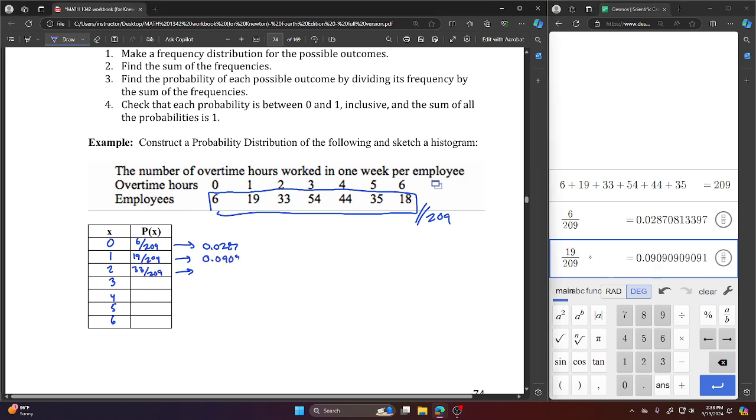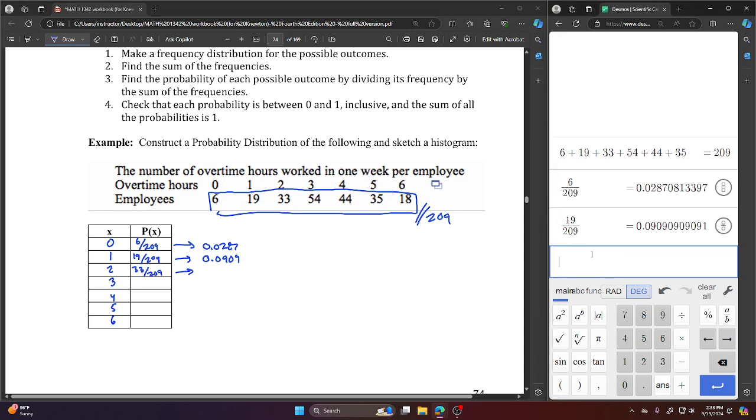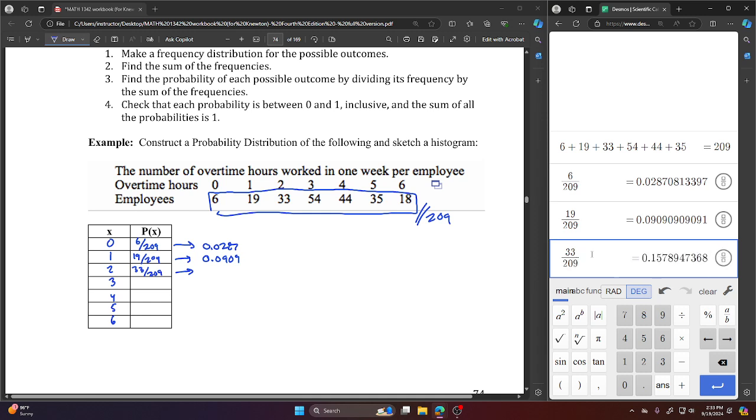Am I going to do this all the way down? What do you think? Are you going to do this all the way down? Is this on your homework? Not quite. It's similar, but I don't think you're going to have to do every single number here. What should the total be when I add these all up? What should I get? 1, meaning again 100%. Good. So, not too bad there.